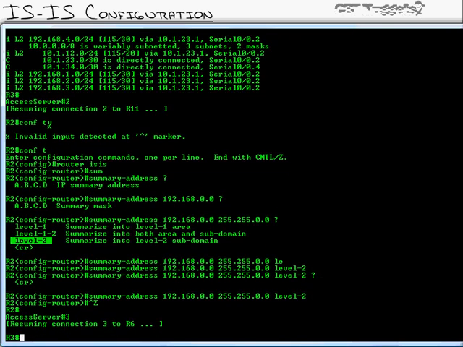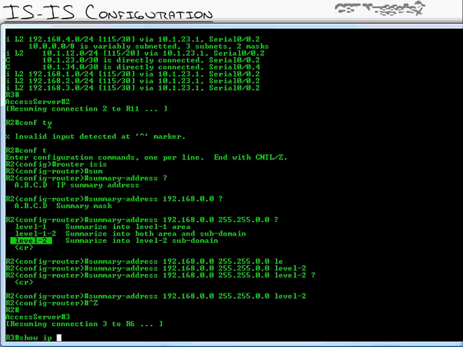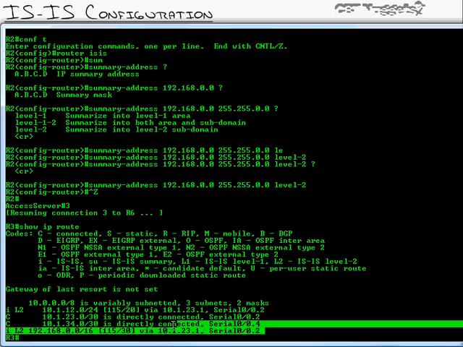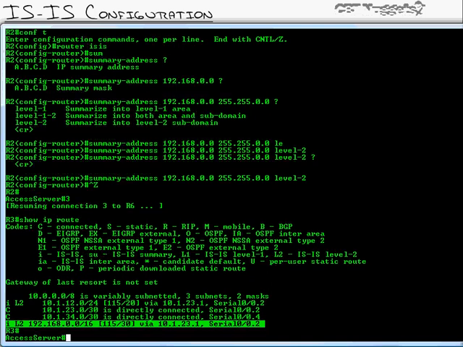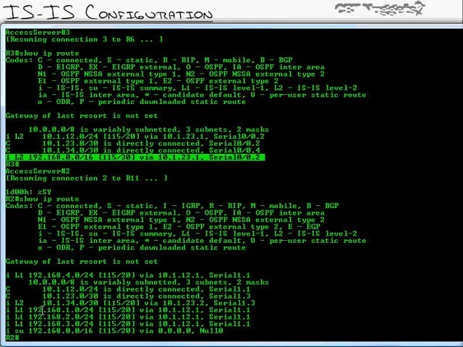Let's hop back over to router 3, which is the parent router in the backbone, and do the show ip route here. Beauty. Look at that, guys. We've taken all of those routes from area 1 and squished them down to a single route in the backbone database, in the level 2 database, of 192.168.0.0. Now, of course, if we go back to router 2 and do a show ip route over there, we're going to see all the more specific routes because they're still in the level 1 database. It's not like they've disappeared. It's just we now have a summary route.